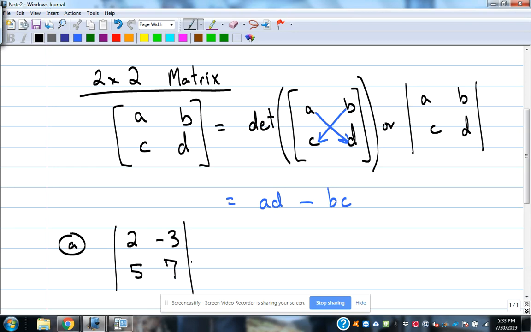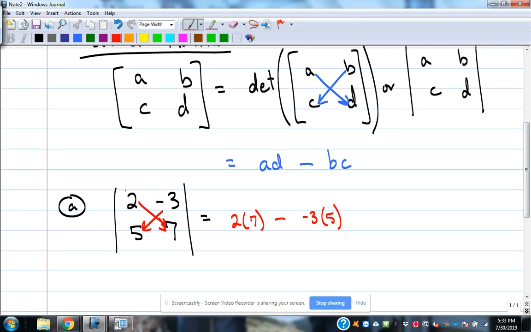Okay, so that problem says find the determinant of that. If I want to do it by hand, I'm going to multiply the diagonals. 2 times 7 minus -3 times 5. And always, top left is in the front, top right's in the back, as far as what order they're subtracting in.